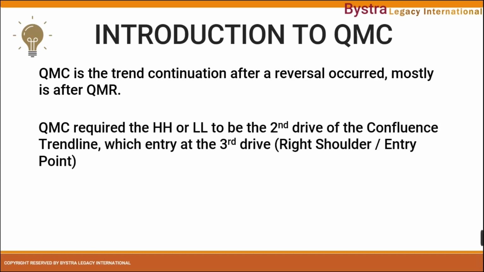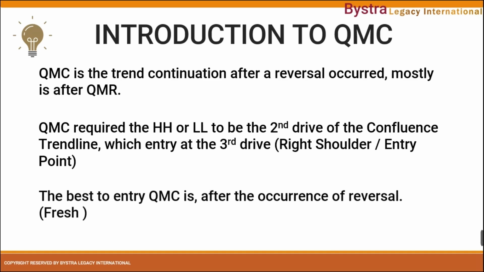So the QMC requires the higher high or the lower low, which is the head of the QM, to be the second drive of the confluence trend line. And we only enter at the third trend line, which is the right shoulder, or what we call the entry point. Now the best time to enter a QMC is after the occurrence of a reversal. So whenever there's a QMR, it will come with a QMC. Please always take note that this is your high chance to enter a bigger load.